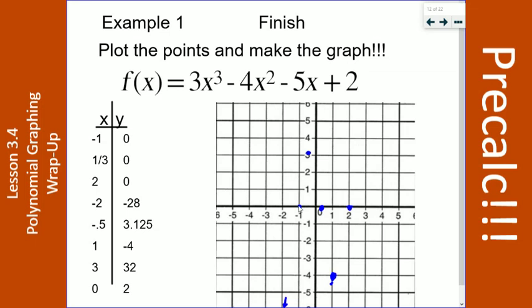There we go. Found it. And then 3 goes to 32, which is way up here. And then 0 is at 2. So we have all of these points from that table.